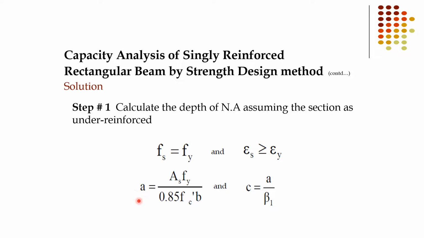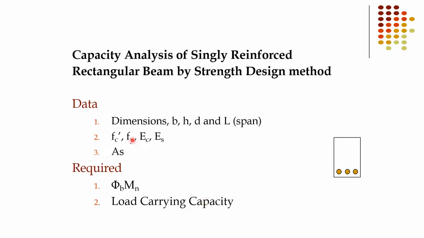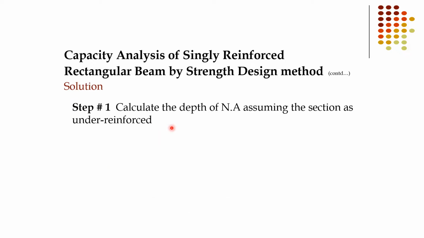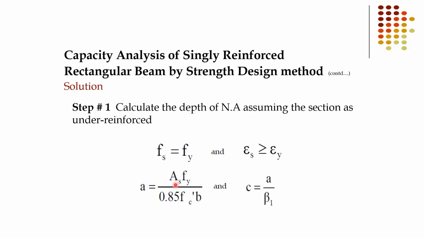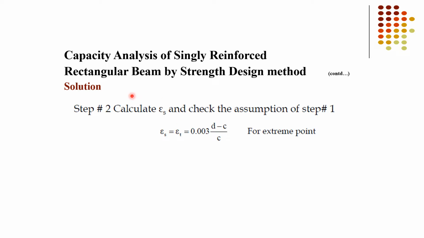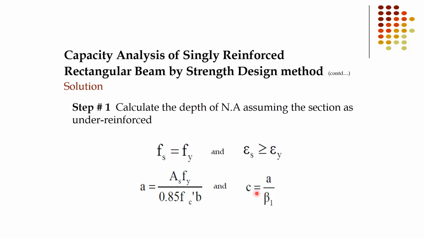Okay, we will use this formula to calculate the Whitney's equivalent stress block depth: a equals As Fy over 0.85 Fc prime b. Okay, you can also see all this data will be given: Fc prime, Fy, the width of the beam, and area of steel will also be given. Then we will calculate a. After calculating a, we will calculate c. Okay, we already know a is equal to beta 1 c.